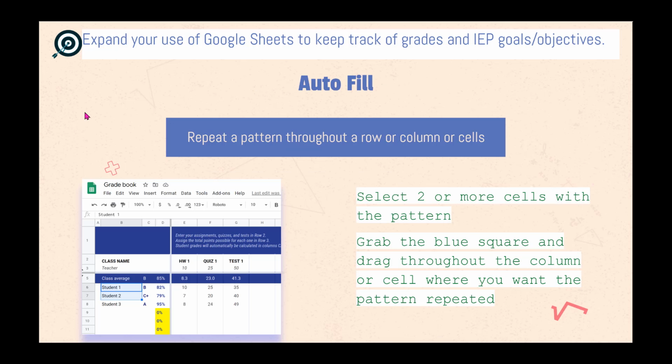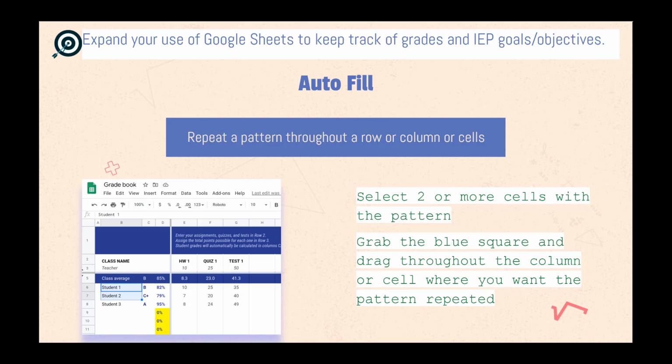Another feature of Google Sheets that makes them efficient is the autofill feature. So if you have a text pattern or a formula pattern that you want repeated, you can select 2 or more of the cells with that pattern. Then you'll get a nice blue square, and you'll be able to drag it throughout the row or column where you want that pattern repeated.